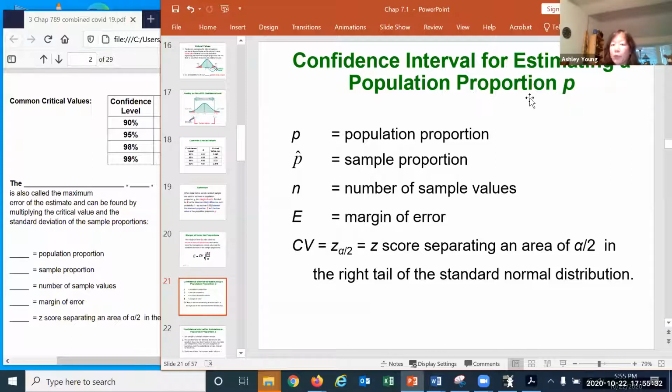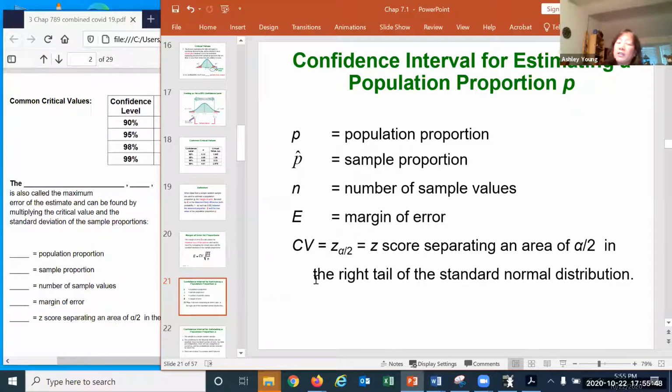Confidence interval for estimated population proportion P. P, or P naught, is the population proportion. You can also call this P naught. P hat is the sample proportion. N is your sample size. E is your margin of error.